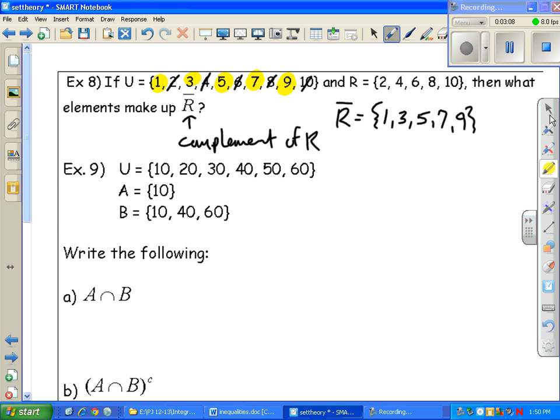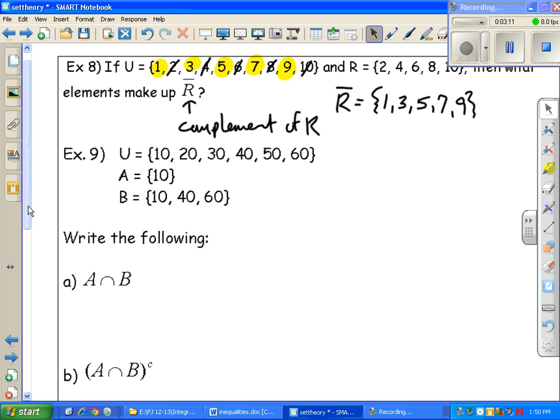For example 9, we have a lot of questions being asked of us. Well, they give us 3 sets in the beginning. The first is U equals. Remember, that's the universal set. So it looks as though we're only considering the multiples of 10 up to 60. That would be 10, 20, 30, 40, 50, and 60. Set A only has one element, just 10, and set B has 3 elements, 10, 40, and 60. They want us to write the following.